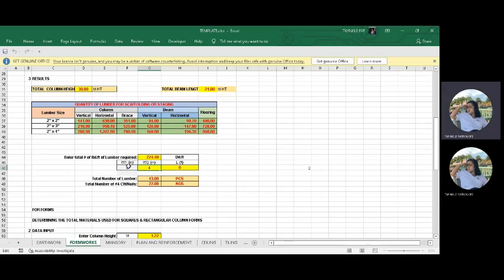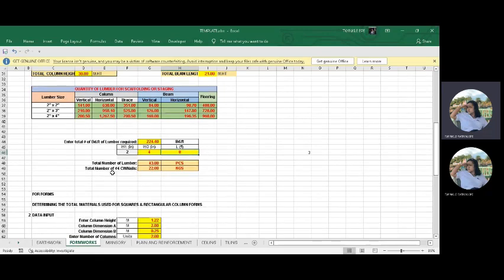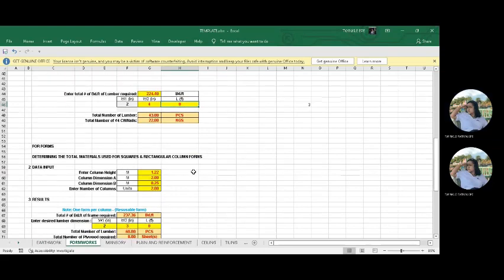We have W1, 2, W2 have 4, and for the L we have 8. So the total number of lumber we have is 43.00 pieces, and the total of CW nails we have is 22 kilos.